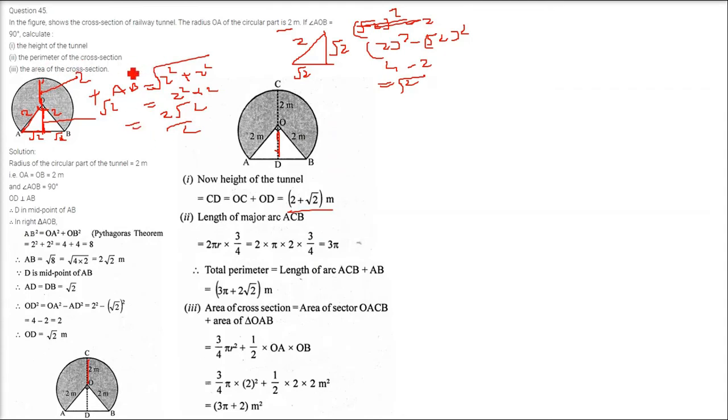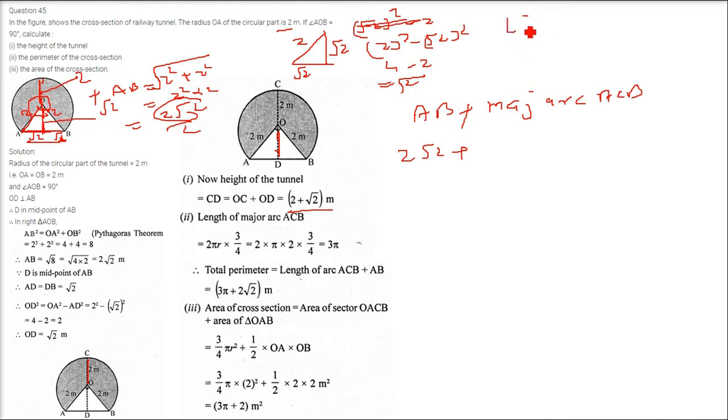Now the perimeter of the cross section. For that we have to find AB plus the major arc. AB we already know is 2 root 2. So 2 root 2 plus the major arc, that is ACB. The major arc is what? See, this angle is 90 degrees, so the angle for the major arc will be 360 minus 90, which is 270 degrees.